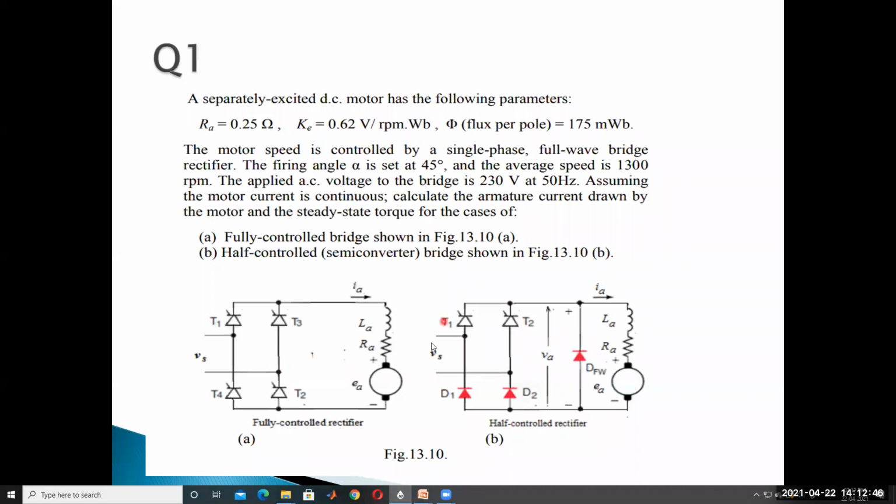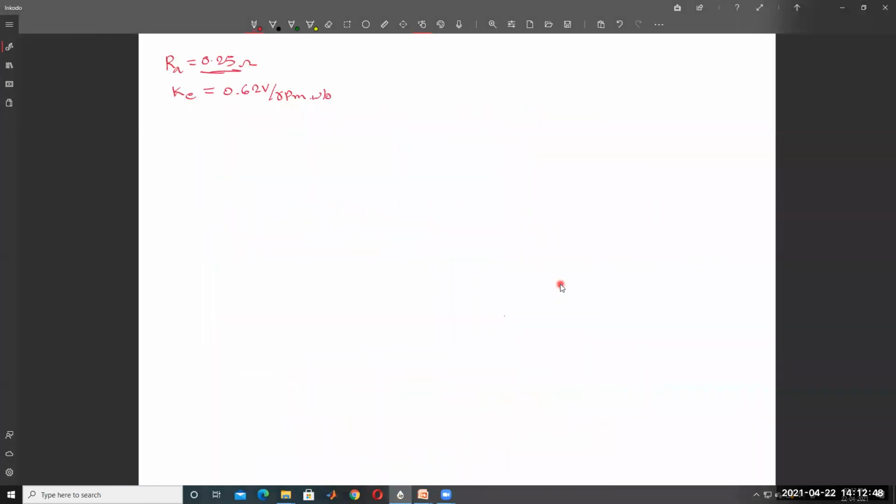Then flux per pole is equal to 175 milliwebers, and torque constant KT is equal to 9.55 Newton meter per ampere Weber. And firing angle alpha is equal to 45 degrees.